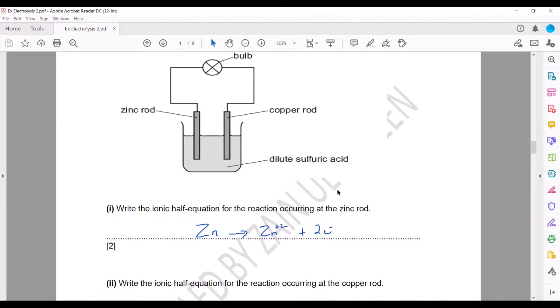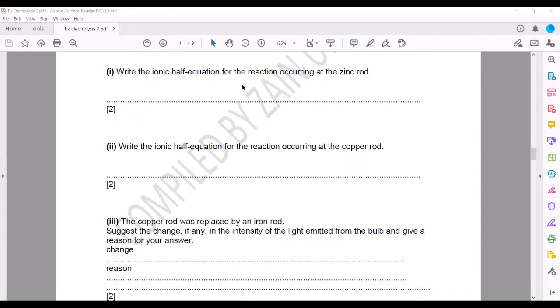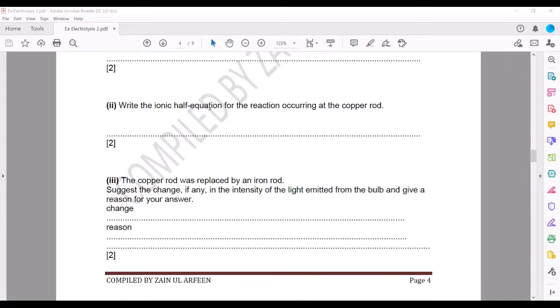Then write an ionic half equation for the copper electrode. So what happened at the copper electrode? As we already discussed, hydrogen ions are attracted towards the copper electrode. So hydrogen ions will gain electrons and turn into hydrogen atoms. If two are there, they will take 2 electrons and form hydrogen gas.